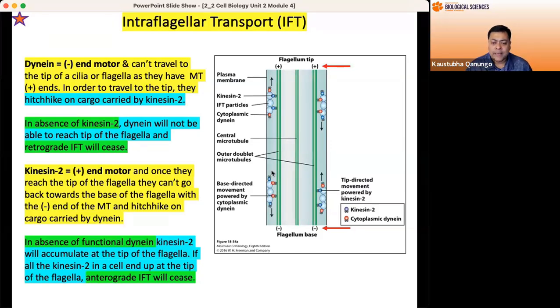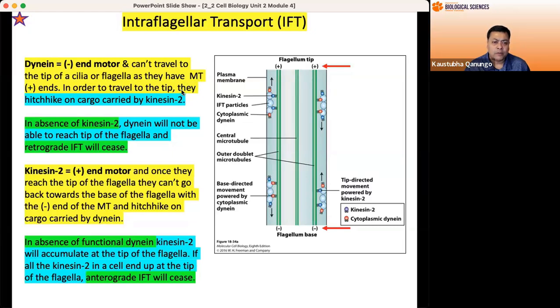Think about it this way: there is some material that is needed, such as signaling molecules and other stuff, at the tip of the flagella. And the tip of the flagella also receives some signaling molecules from the environment, which need to be brought back towards the body. So these are delivered here. Then they switch from the kinesin to the dynein, and the dynein brings this material back.